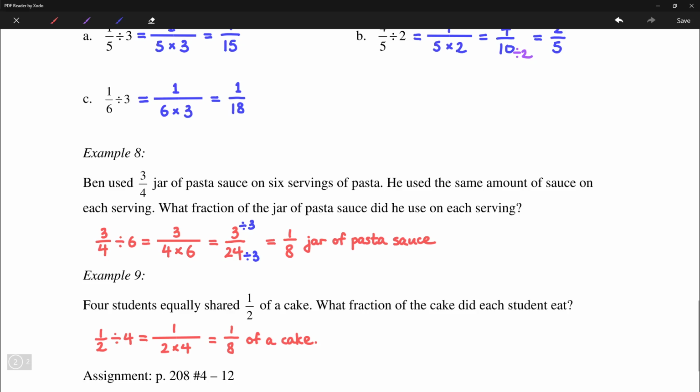Okay, so in this section, we went over how to divide a fraction by a whole number using pattern blocks, other diagrams, and also a number line. And then we also did so without using models or diagrams.